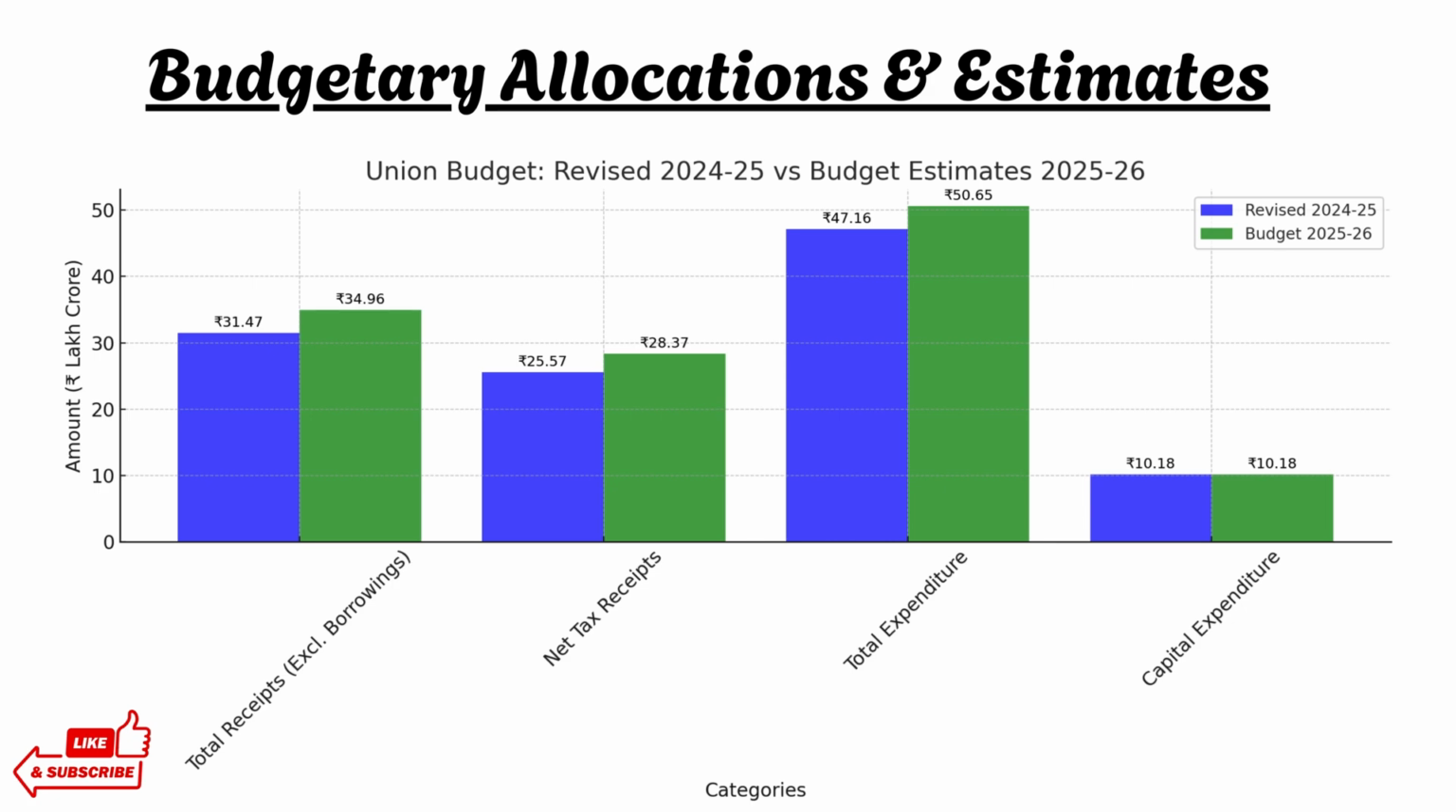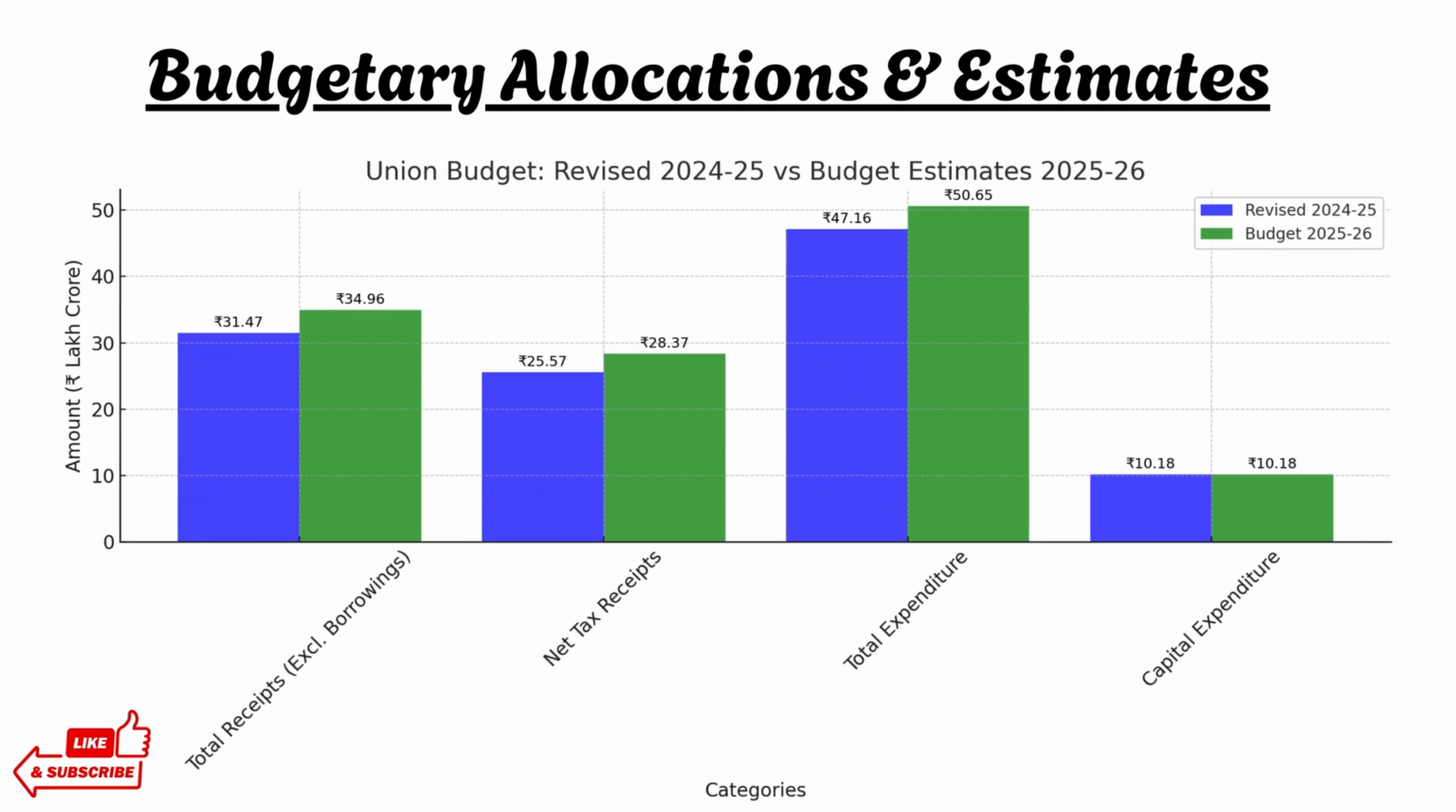Total receipts, excluding borrowings. In 2024 to 25, it was 31.47 lakh crore rupees, and for 2025 to 26, it's projected to rise to 34.96 lakh crore rupees. This shows that the government expects a boost in revenue, probably from higher tax collections and better compliance. Net tax receipts, from 25.57 lakh crore rupees last year to 28.37 lakh crore rupees this year. Tax base बढ़ रहा है, indicating that the government is focusing on expanding its revenue from taxes, which will help fund developmental programs under Sabka Vikas.